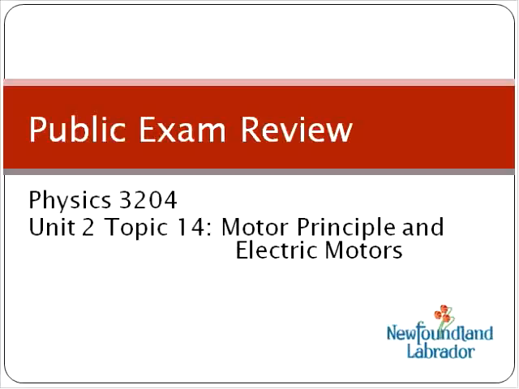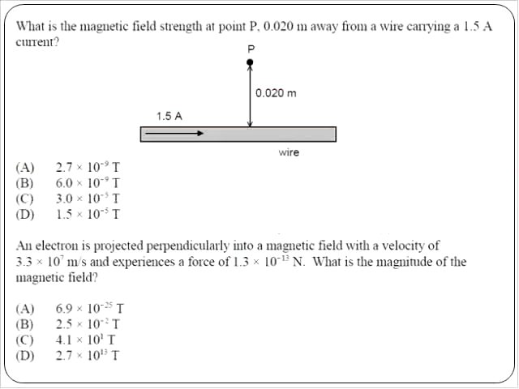So let's start and try a few of these problems, all from old publics. The first one here is we're asked to calculate the magnetic field strength at a point a distance away from a wire. So all we have to do is use the formula that's called Biot's law, depending on how you want to pronounce it, and it looks like this: B equals mu I over 2 pi r.